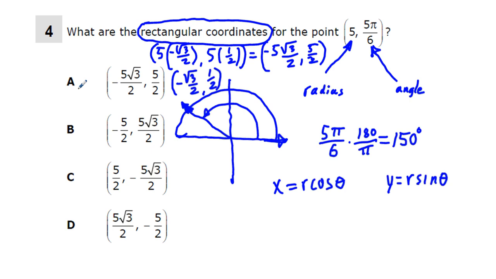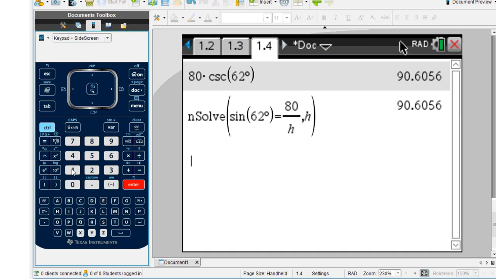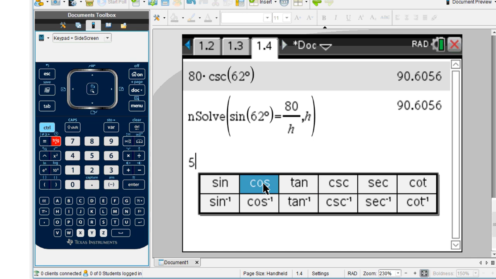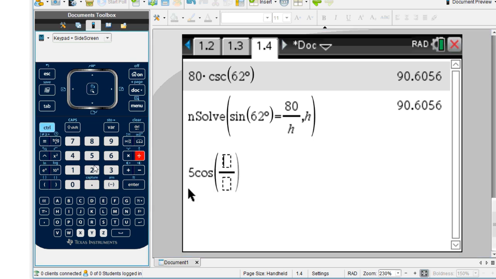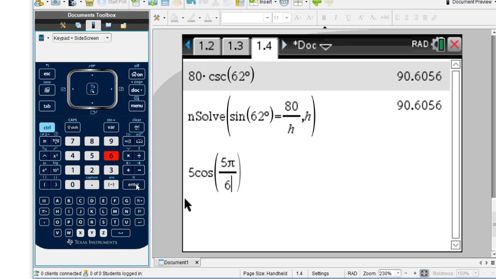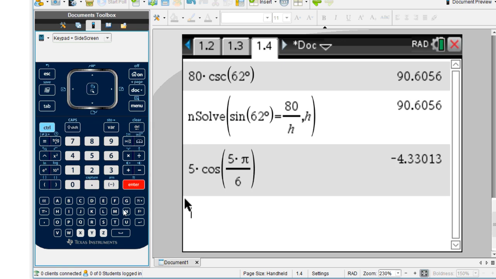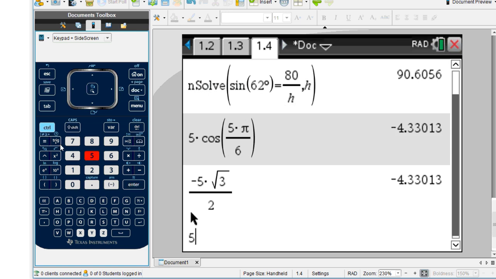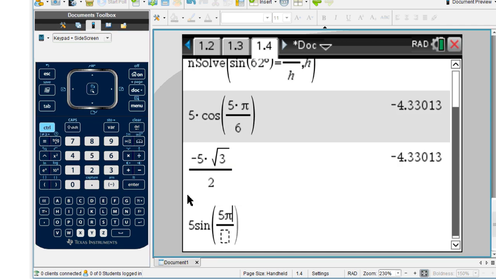So that looks like answer choice A. We can work this out, r cosine theta. I'm in radians, so I could say 5 cosine 5 pi over 6. We'll get that. If we work that out, we put in negative 5 times the square root of 3 divided by 2, we should get the same thing, right? 5 sine 5 pi over 6.